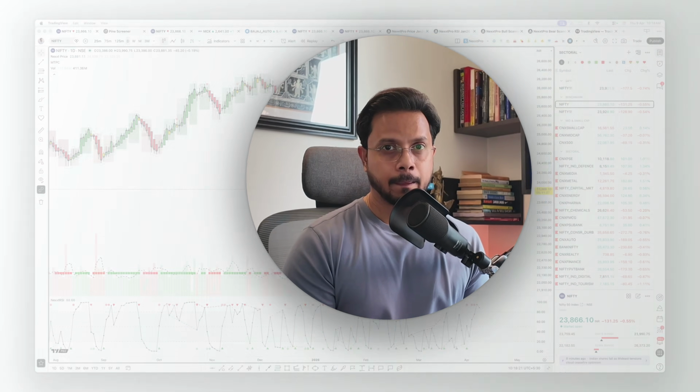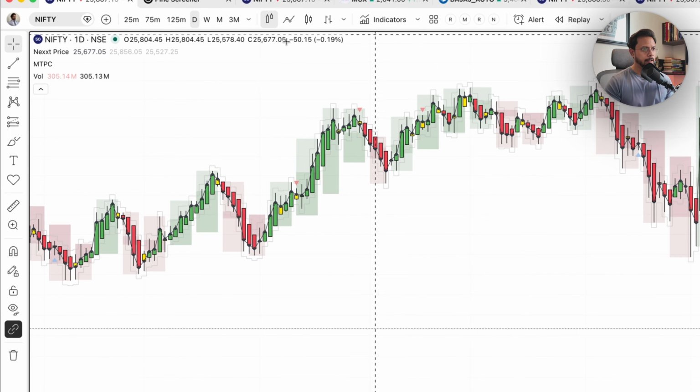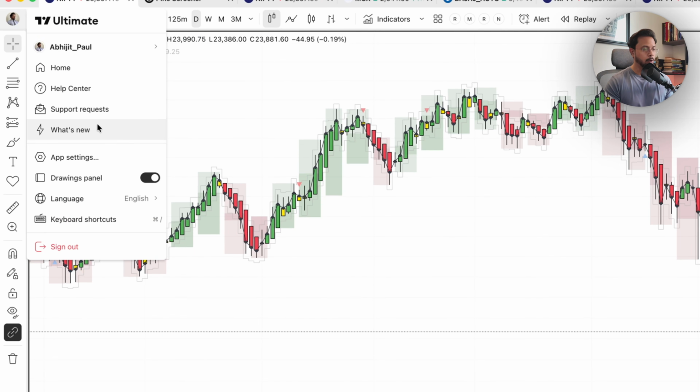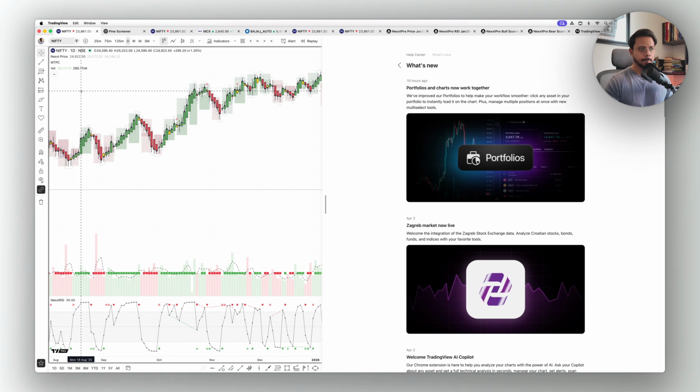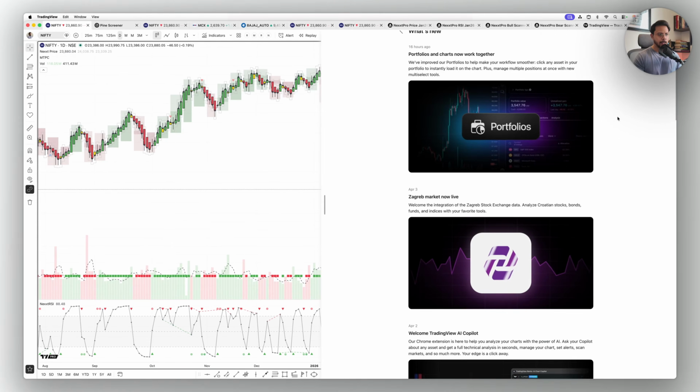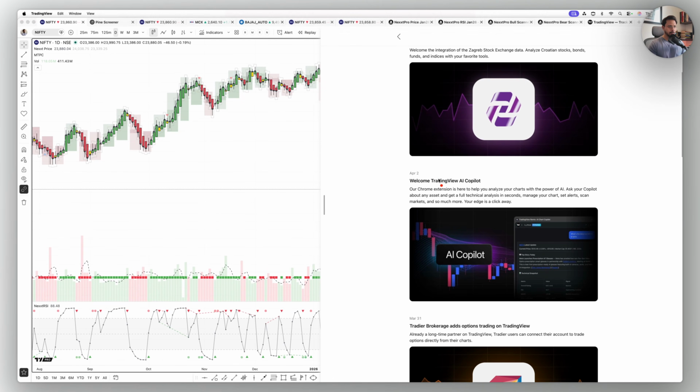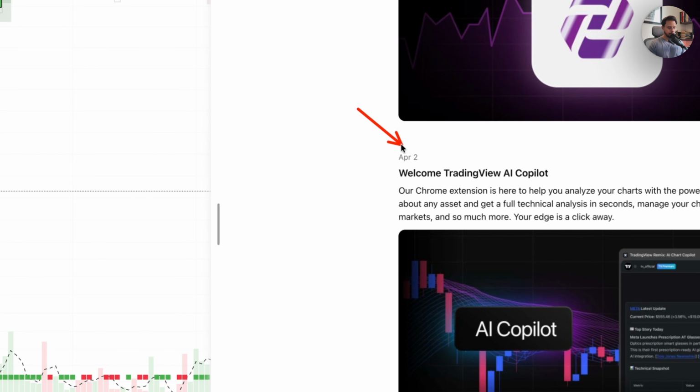And today, I'm going to talk about a new feature which TradingView recently introduced, the AI Copilot. If you take a look at my screen, if you go to the What's New section, whenever they come up with an update, they share a notification. And just a few days back, I think it was on the 2nd of April, they said, welcome to TradingView AI Copilot. Sounds interesting. And so I did take a look at it, in fact, just last evening.